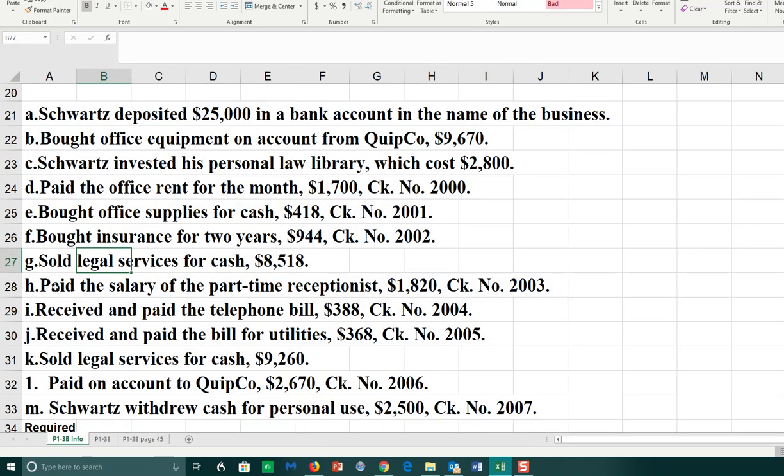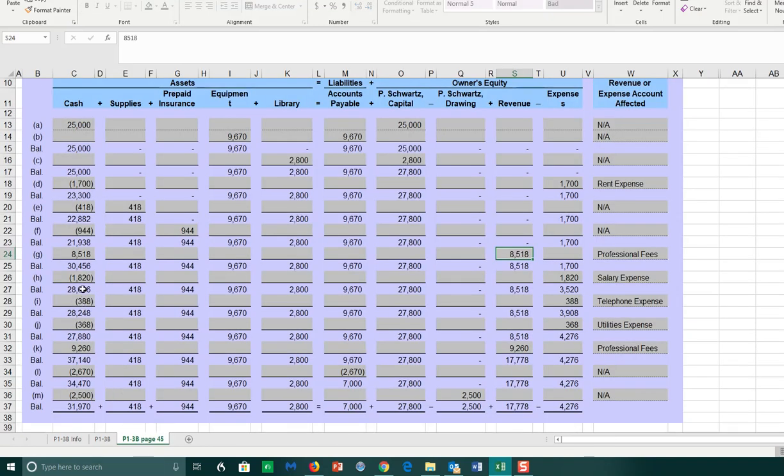We move on to H, where the business paid the salary of the part-time receptionist, $1,820. Cash is involved, specifically the cash of the business went down because they paid. And what did they pay for? They paid for the salary, which is a service that was provided by someone other than the business, and so it's an expense. And so we're going to record that the cash went down, decreased by $1,820, and that our expenses increased by $1,820.